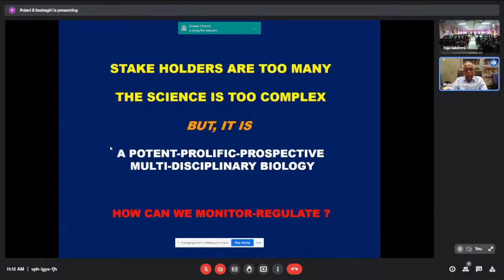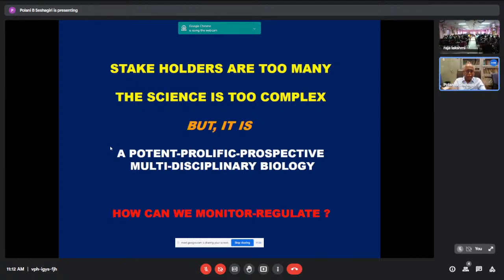So, in a nutshell, what I would say, in stem cell research and stem cell potential therapeutic applications, there are a number of people who are interested, and I told you that. So the stakeholders are actually too many in this, and the science is actually too complex. The scientists are trying to solve the puzzle in many, many ways, but it is actually a very potent biological research, very prolific research, and very prospective research, and it has to be absolutely a multidisciplinary stem cell biology research.